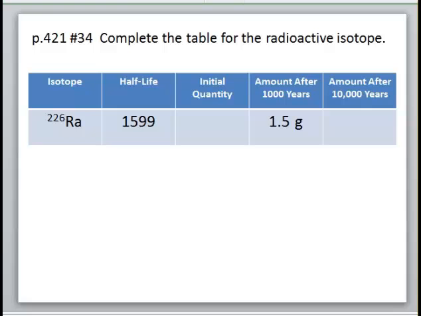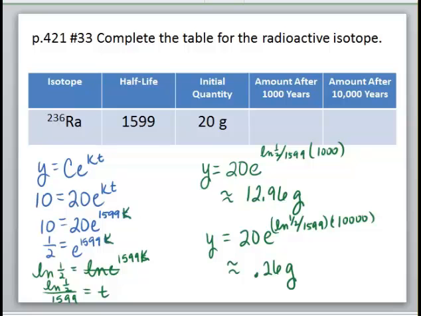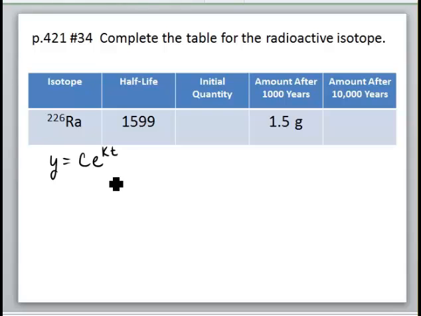Alright, on this problem you can see I'm trying to figure out different amounts. Here I want my initial quantity, and I want them out after 10,000 years. I'm going to use that same formula, y equals c e to the kt. Now, I can go ahead and pull things from my last problem. My half-life, my k value, which I still didn't fix here, my k value is ln of 1/2 divided by 1599.